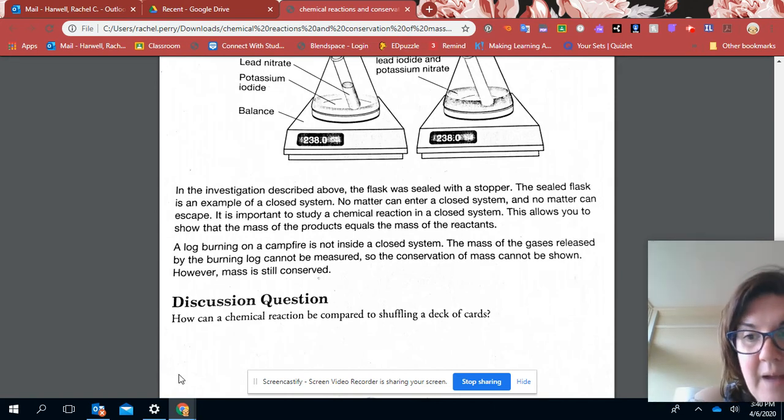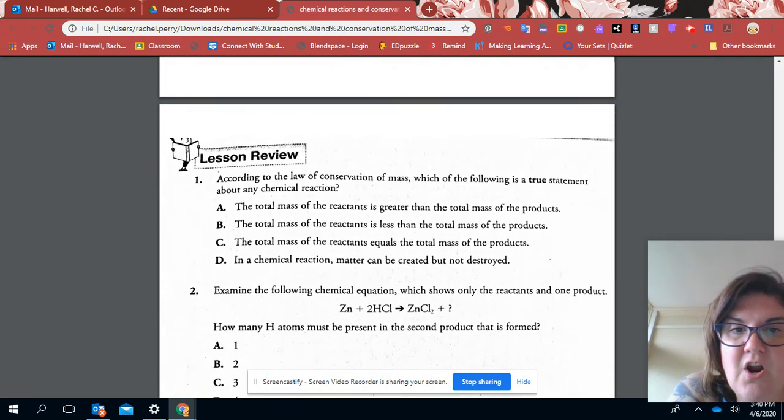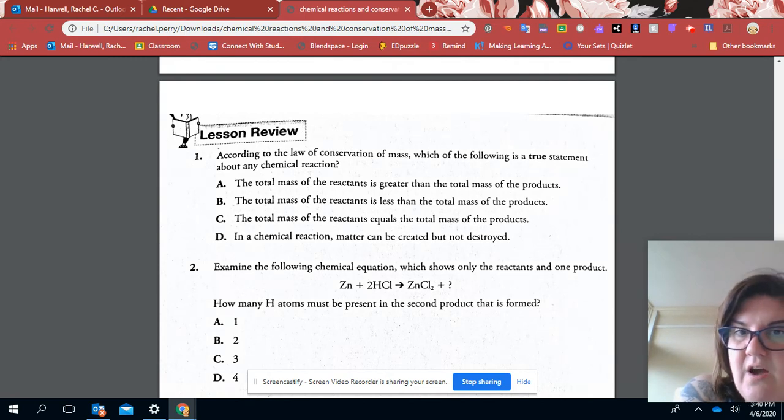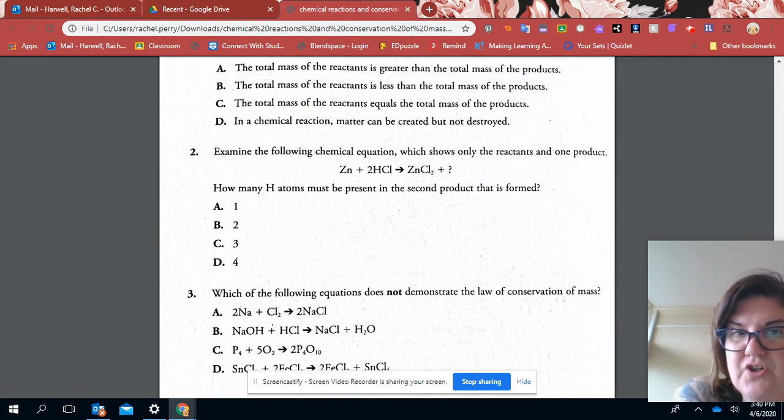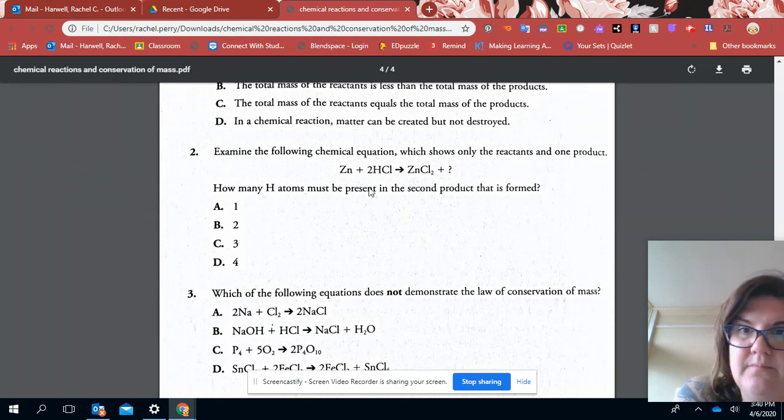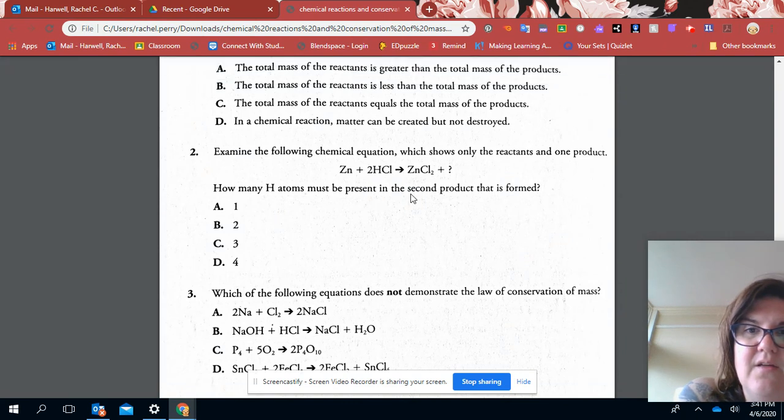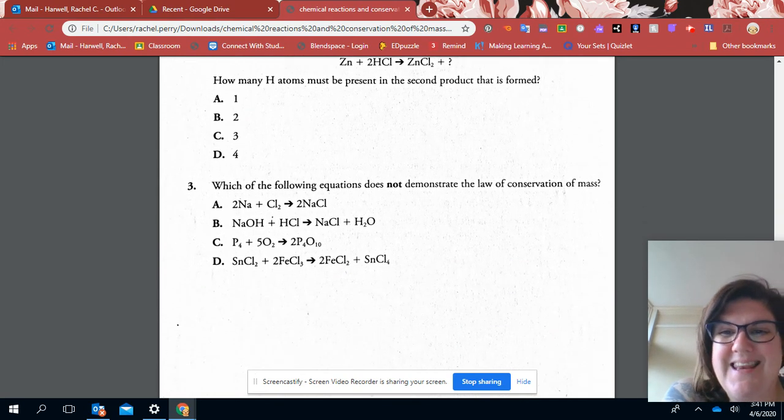All right, so in your assignment, you're going to have to tell me how a chemical equation is compared to shuffling a deck of cards. You're also going to have to answer these questions for me. According to the law of conservation of mass, which of the following is a true statement? Examine the following chemical equation for number 2 and show which shows only the reactants. So these are only like the ingredients, right? Which shows only the reactants in one product. How many H, which would be hydrogen, atoms must be present in the second product that is formed? So what this is saying is figure out how many hydrogens I would have to have on my product side to make it equal. Okay. And then number 3, which one is not balanced?